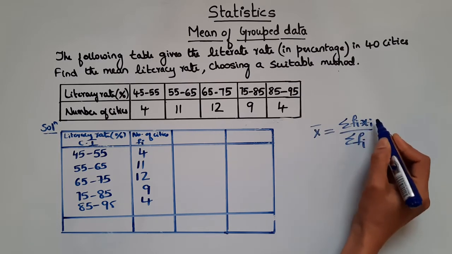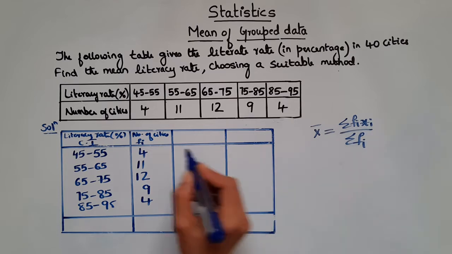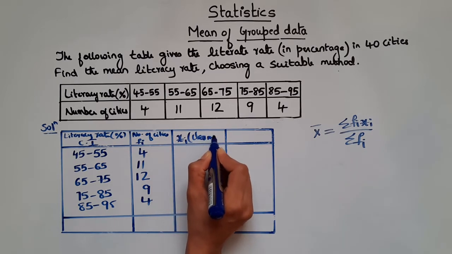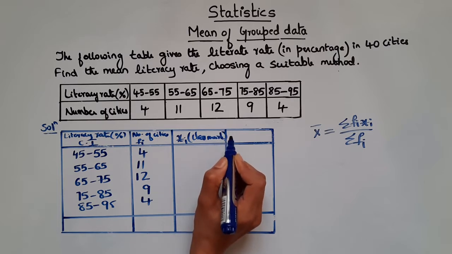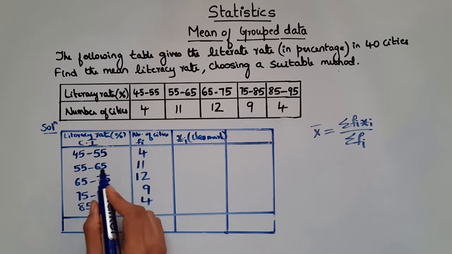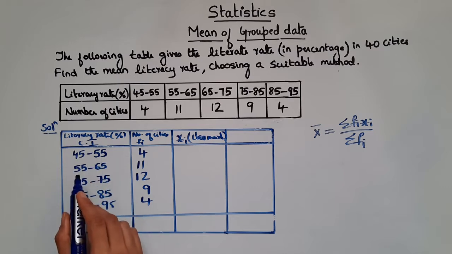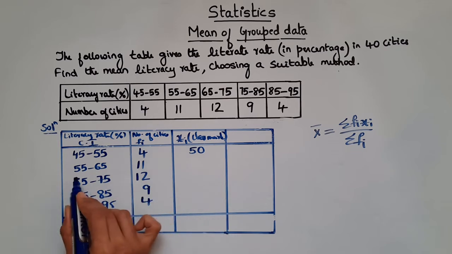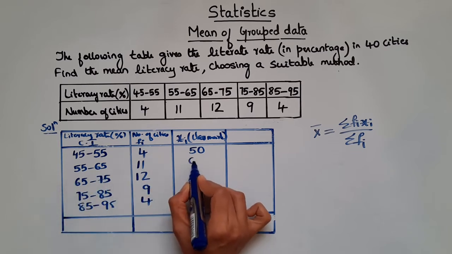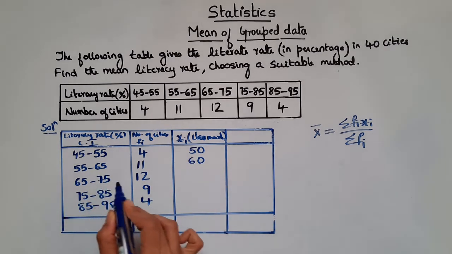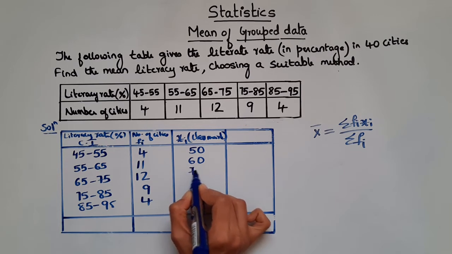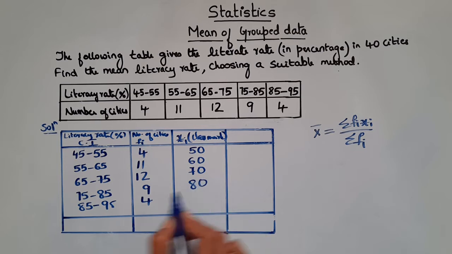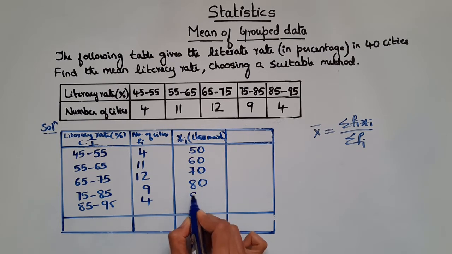So in order to find Fi xi, we want xi. So first let's find xi, which is nothing but the class mark, right? We know class mark is given by lower limit plus upper limit by 2. So 45 plus 55 by 2, that will give you 50. 55 plus 65 by 2, that will give you 60. So 65 plus 75 by 2, that will give you 70. So 75 plus 85 by 2, that is nothing but 80. 85 plus 95 by 2 will give you 90.